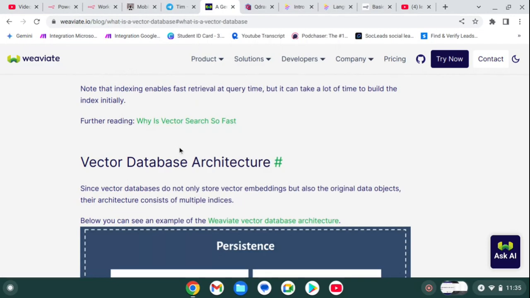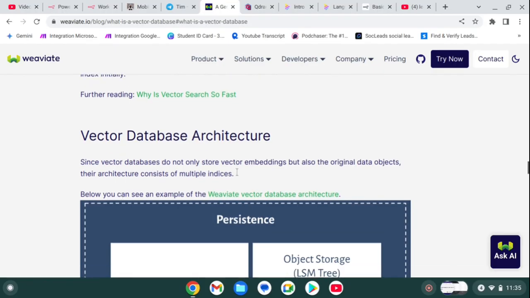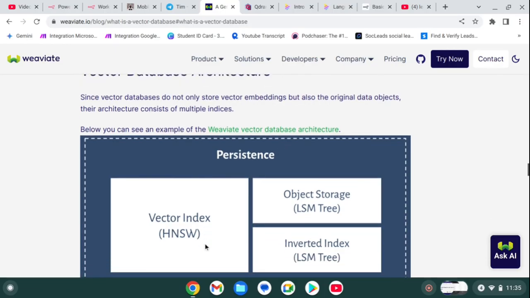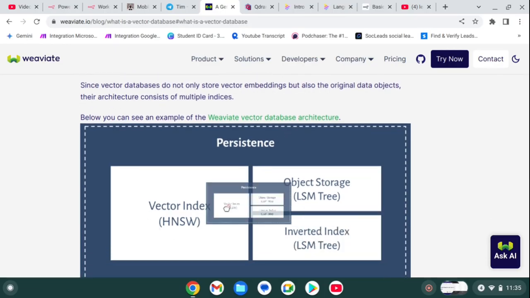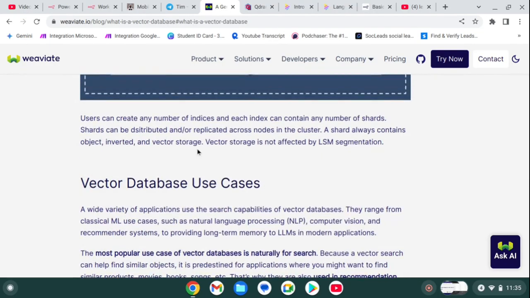And vector database architecture. This means such vector databases store not only vector embeddings but also the original data objects. Their architecture consists of multiple indexes. Below you can see an example of the Weaviate vector database architecture. You can read it and find it. A user can create any number of indexes. Each index can contain any number of shards. Shards can be distributed and replicated across nodes. In the shard always contains a vector store and an LSM segment.